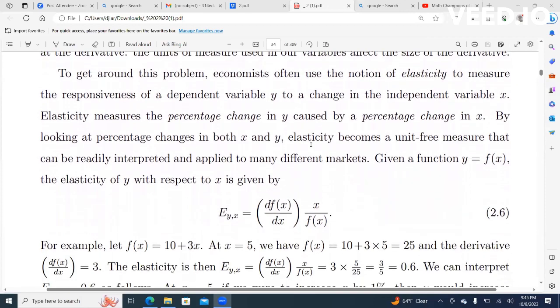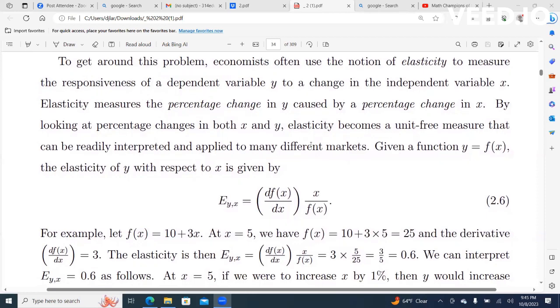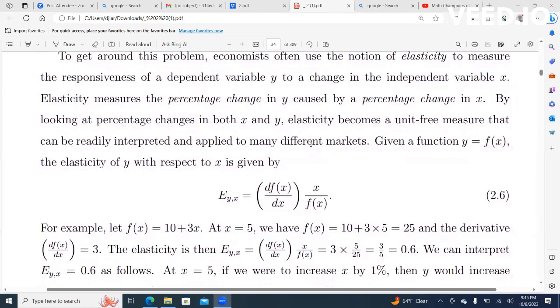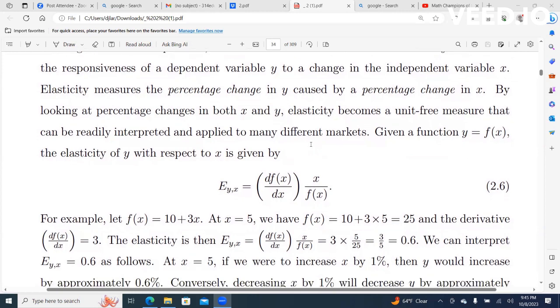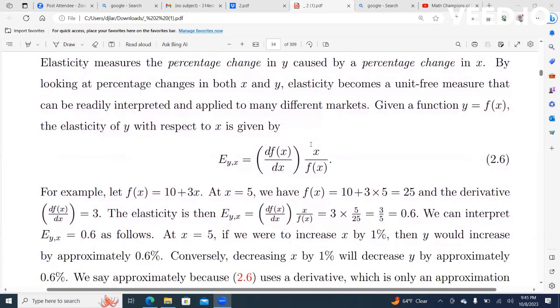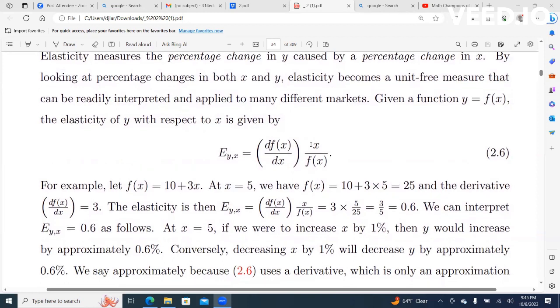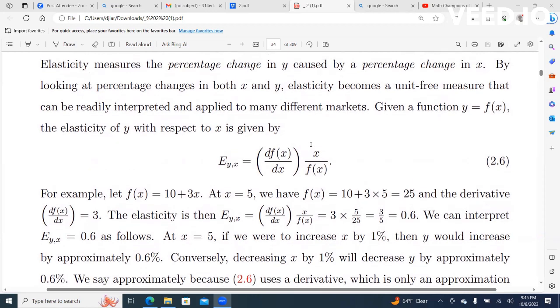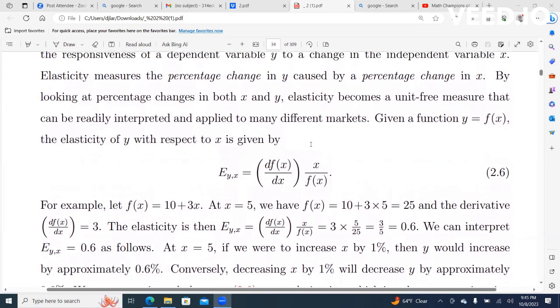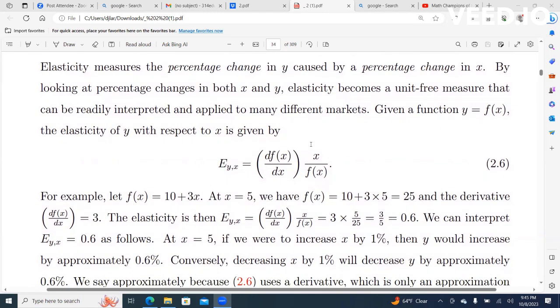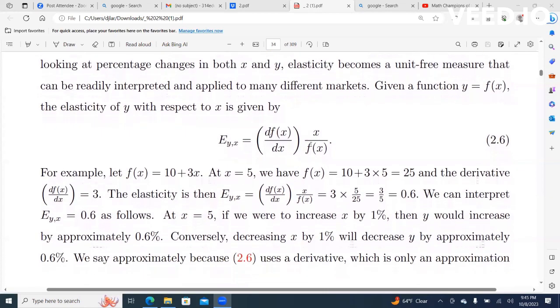So it's a different concept: elasticity is the percent change in y caused by the percent change in x. By looking at the percent change in both x and y, elasticity becomes a unit-free measure. The marginal, the first derivative, is not unitless, but elasticity is defined as unitless. By looking at the percent changes in both x and y, elasticity becomes a unit-free measure that can be readily interpreted and applied to many different markets.